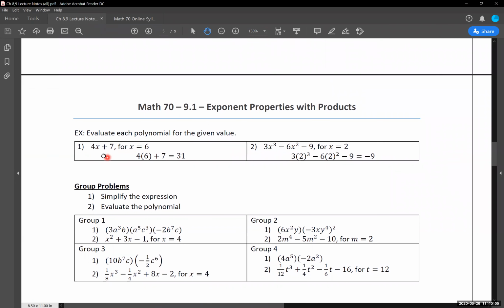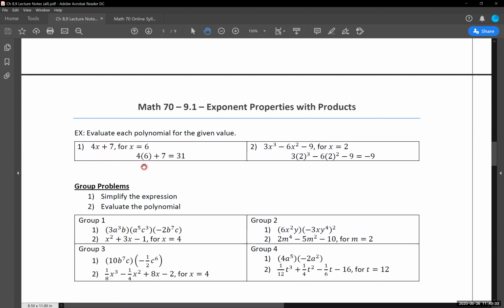So this should look very, very similar to stuff that we did earlier in the quarter, except now we have exponents thrown into it. I have been given, in our first example, 4x plus 7, and I want to evaluate that for x equals 6. So all that means, wherever an x shows up in this problem, I'm plugging in 6 instead. So 6 gets plugged in for x.